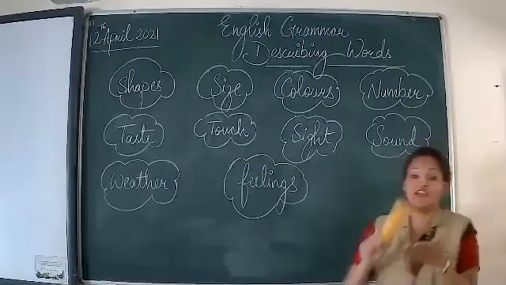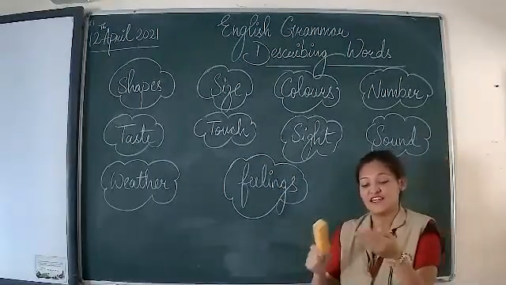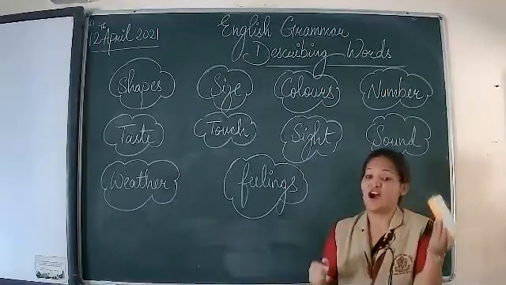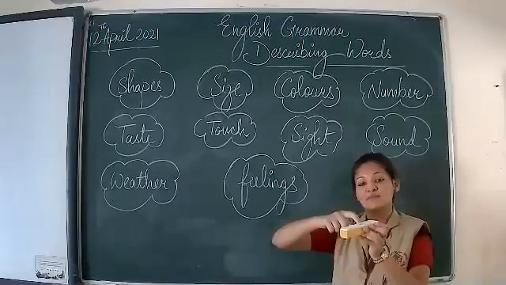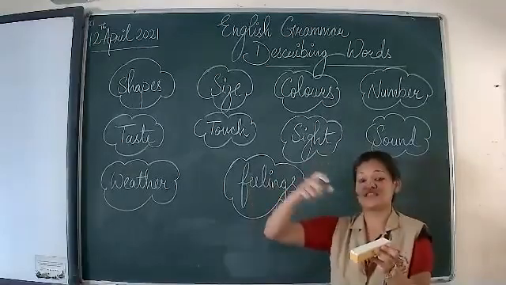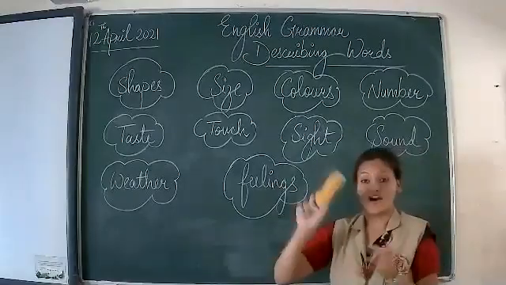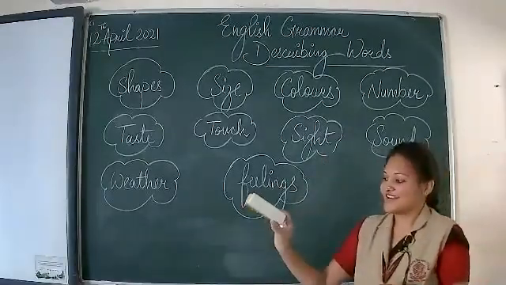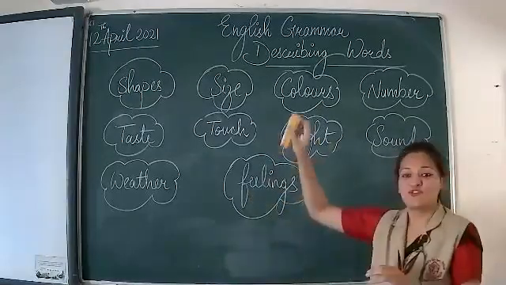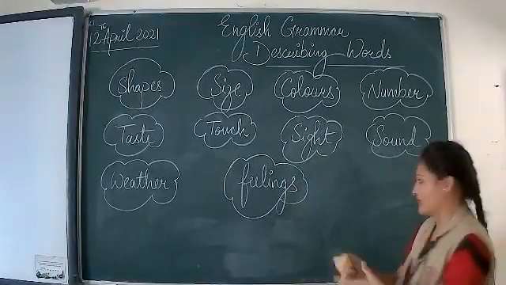Then the touch. When you touch this duster, suppose I'm doing like this, it will hurt. So it is hard, it is not soft. Then if you touch the surface, it is rough. So rough is another describing word for a duster. Rough and hard. Then sight, when you see this duster, as it has rubbed so much, it has become dirty. So dirty will also be a describing word.